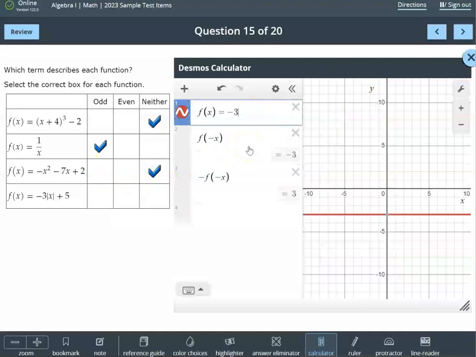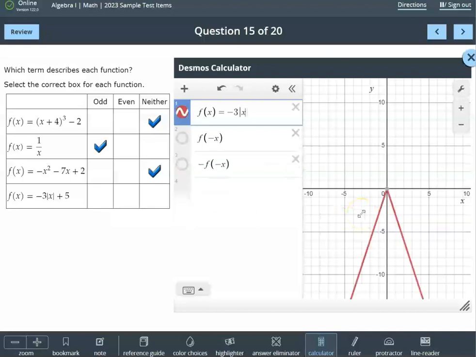negative 3. Now there is an absolute value symbol down here on this keyboard, but there's also a vertical bar that you can use on your keyboard right above your enter key. So if you'll hit shift and that button, you can type in your own absolute value symbols that way.